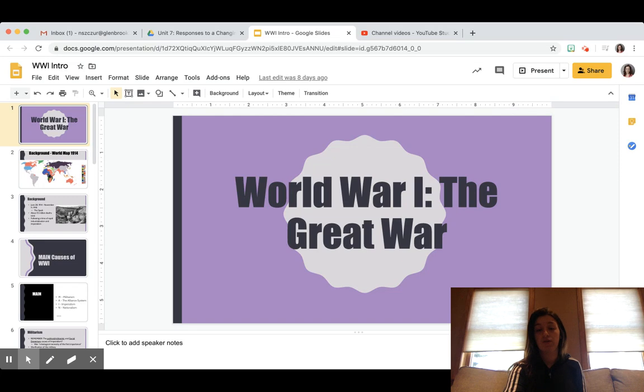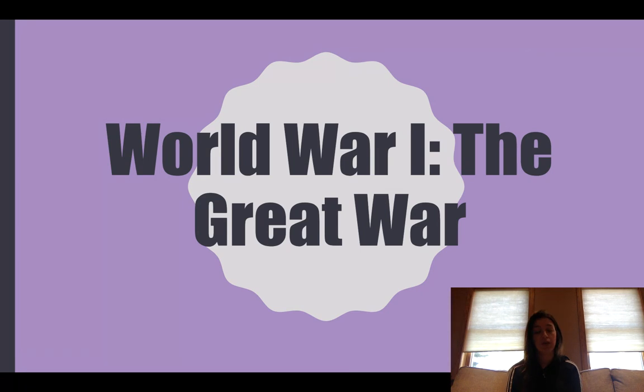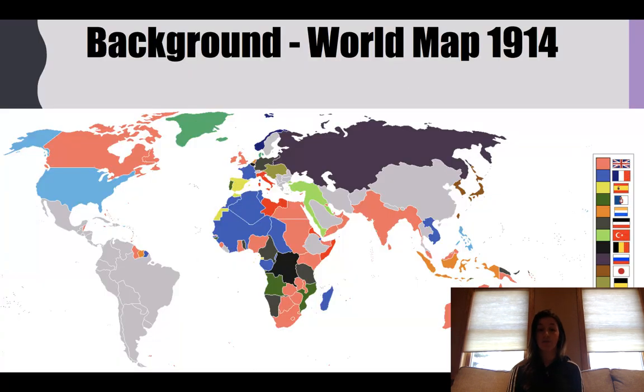All right, world history. So today we are focusing on World War One, and it's also known as the Great War. Now, in your reading in chapter 29, section 1, you've probably already read a lot about this, but I just wanted to make sure that we're all kind of on the same page about the causes of World War One. So this is the map of the world when we're starting World War One.